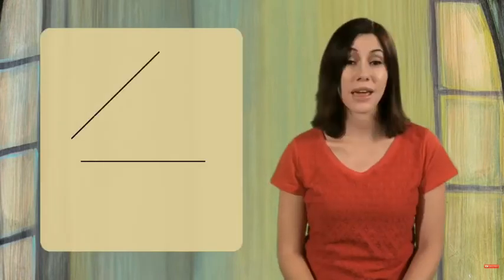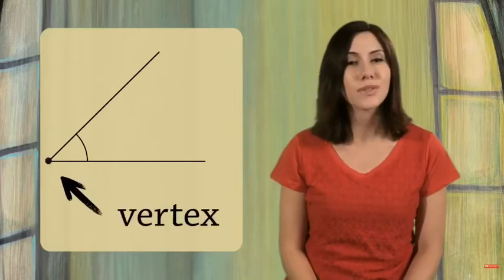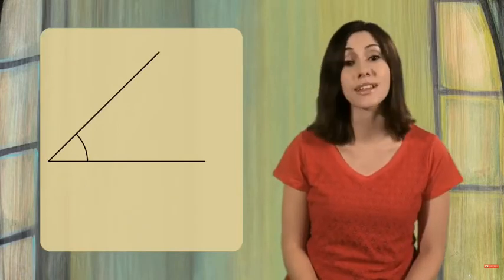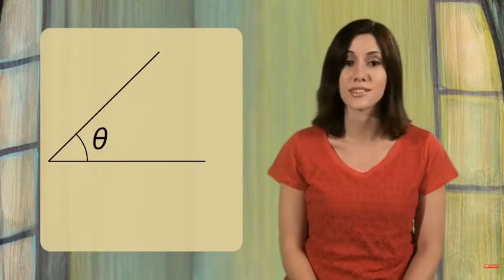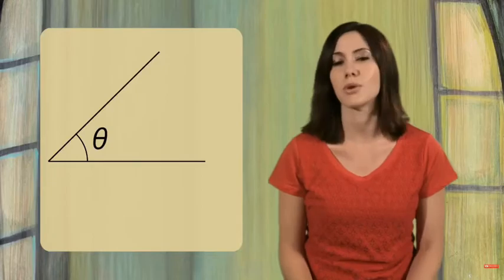When you draw 2 line segments to make an angle, the point where they meet is called the vertex. If you don't know the size of the angle, then it's common to use the Greek letter theta to represent the size of the angle. You may see other letters used for angles, but theta is the most common. Okay. So, you may see that in your work.